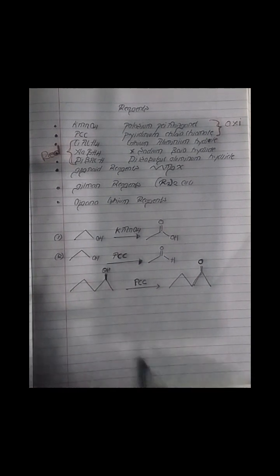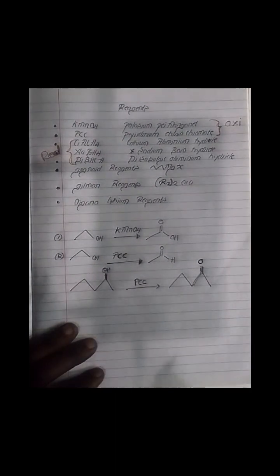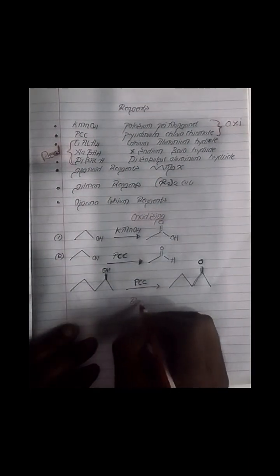This is a very, very important reaction. How does it do that? It extracts a hydrogen. I'll explain the mechanism of how that is done, but for now, just know it like that. When PCC acts on a primary alcohol, it can change it to an aldehyde. When it acts on a secondary alcohol, it can change it into a ketone. So that's about our oxidizing reagents.